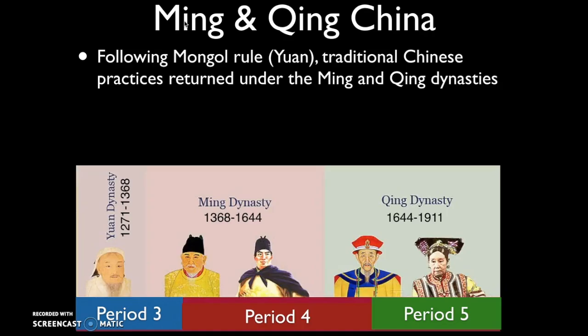So following the Mongol rule, the Yuan, traditional Chinese practices are going to return to the Ming and Qing dynasty. Here you can see that the dynasties don't exactly line up with the periodization that has been selected by the College Board. So we have the Yuan dynasty in period 3, along with the Sui, the Tang, and the Song before that. And then we have the beginning of the Ming in period 3, and that would have included the treasure voyages of Zheng He, which we discussed in a previous video. And then we get into period 4, and we have the rest of the Ming, and we have the beginning of the Qing dynasty, and then the Qing go all the way through period 5, and then all the way into the very beginning of period 6.